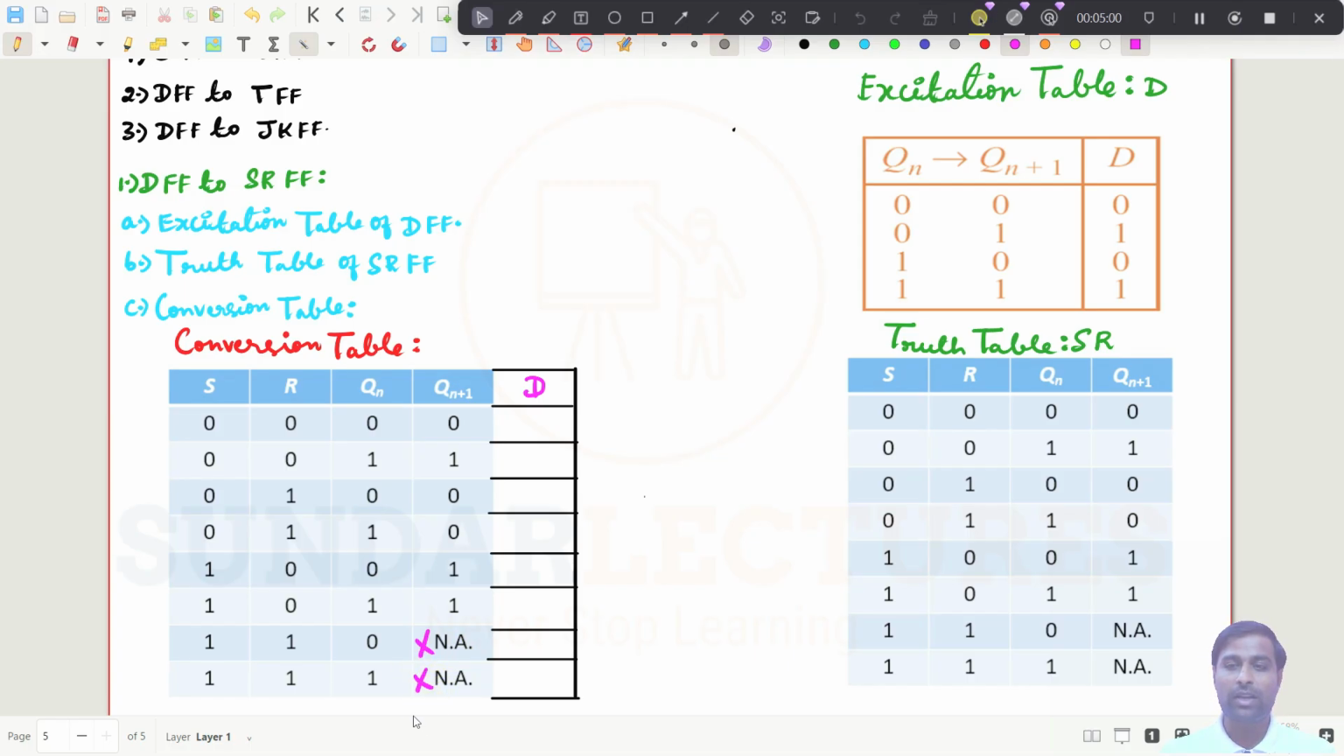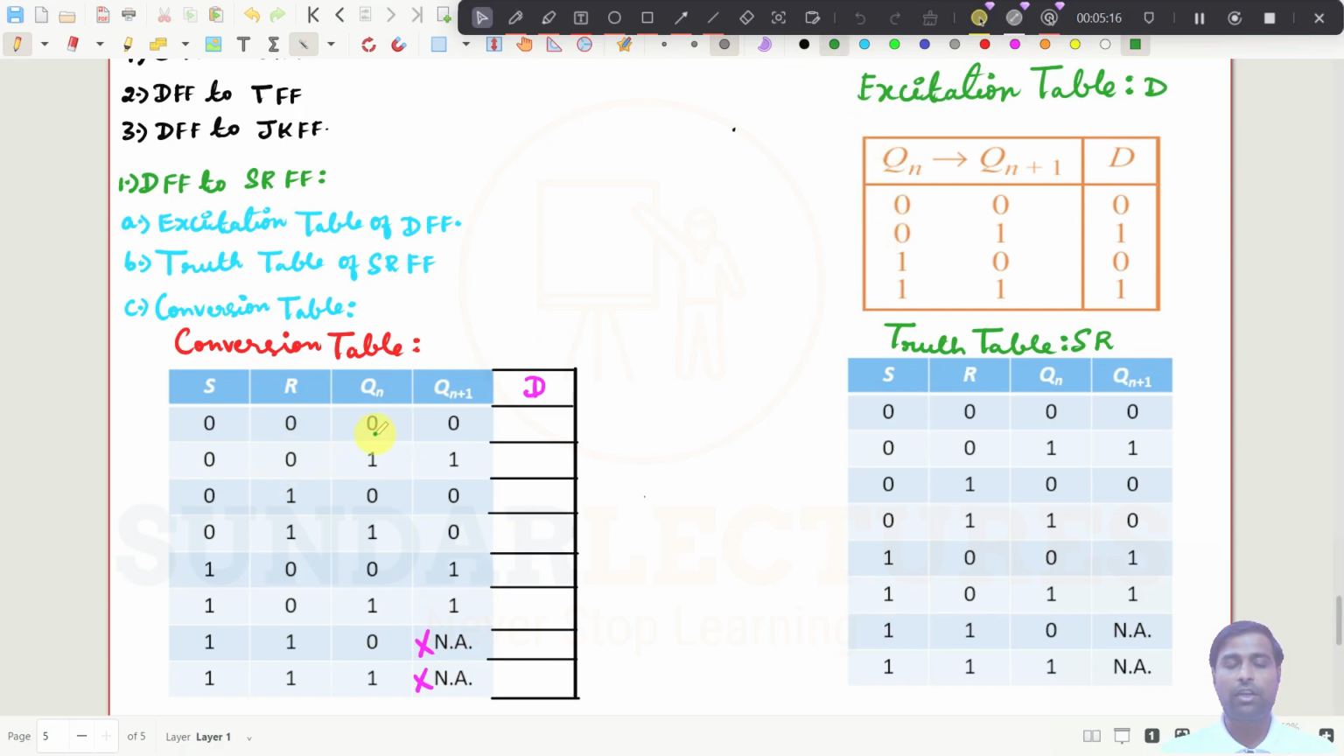Why am I doing this? Since you can see here we are not going to give 1-1, right? So we know that if we are going to use the D flip-flop as an SR flip-flop, we are not going to use that 1-1 case. So I can put XX here. So that is the idea behind putting the X.